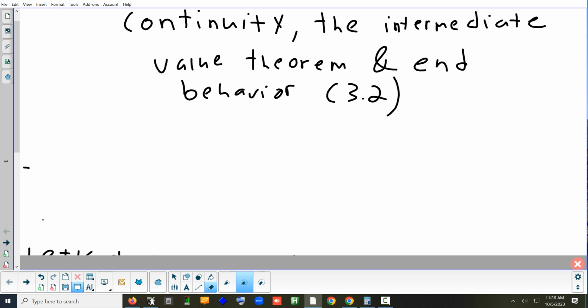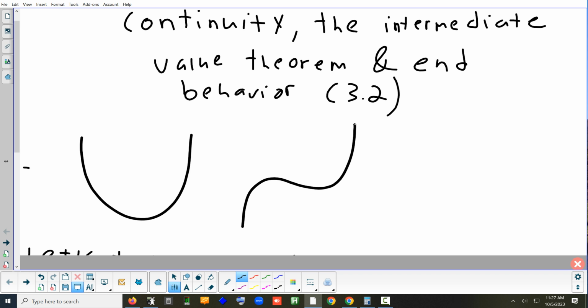Very simply, the idea of continuity means you can draw a graph without lifting your pencil as you draw it. So like if I draw a parabola, did I lift my pencil when I did that? No. That's because that's a continuous graph. How about if I do this? Did I lift at any point when I drew it? No. It's because it's a continuous graph.